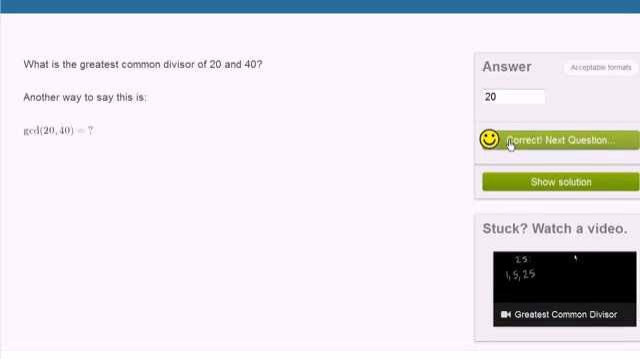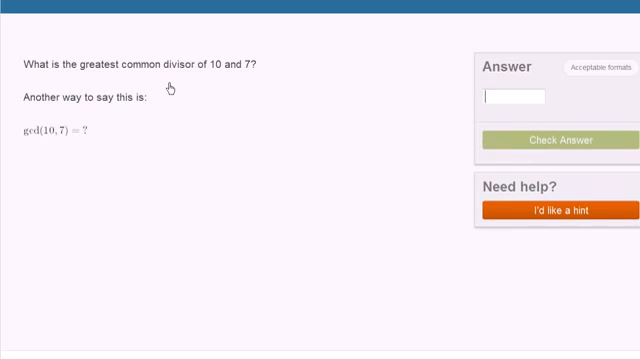Let's do a couple more of these. So we're asked, what is the greatest common divisor of 10 and 7? Let's now break out our paper for this. So our greatest common divisor of 10 and 7. Let me write that down. So we have 10. We want to think about what is our GCD of 10 and 7.